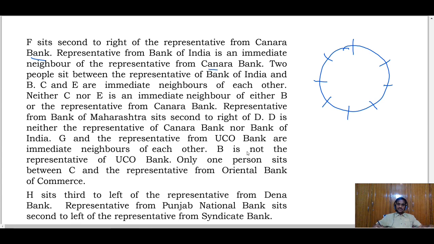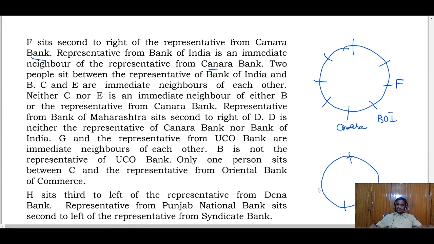Now if you start with this one, Canara Bank, all the persons are facing towards the center. F sits second to the right of Canara Bank. F is here. And the representative of Bank of India is an immediate neighbor of Canara Bank. Bank of India can be either on the left hand side or the right hand side. How many possibilities do we have? Two possibilities.